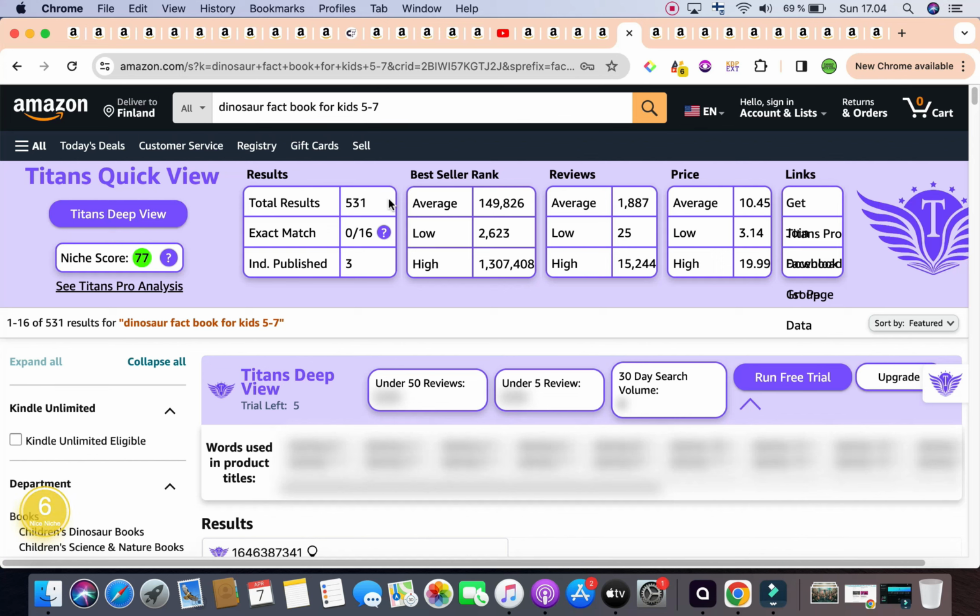Coming to the total results, they're sitting below 1,000 and they're currently at 531. Average bestseller rank is also under 400,000 and it is averaging 149,826. And the average reviews are a whopping 1,887, which are much larger than the total results, indicating customer engagement and willingness to input their reviews and star rating systems in the books that they buy under this category. Also, the price is $10.45.